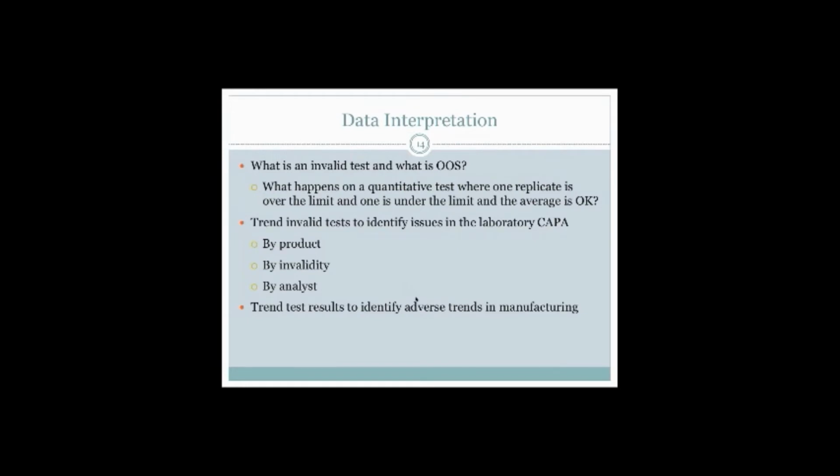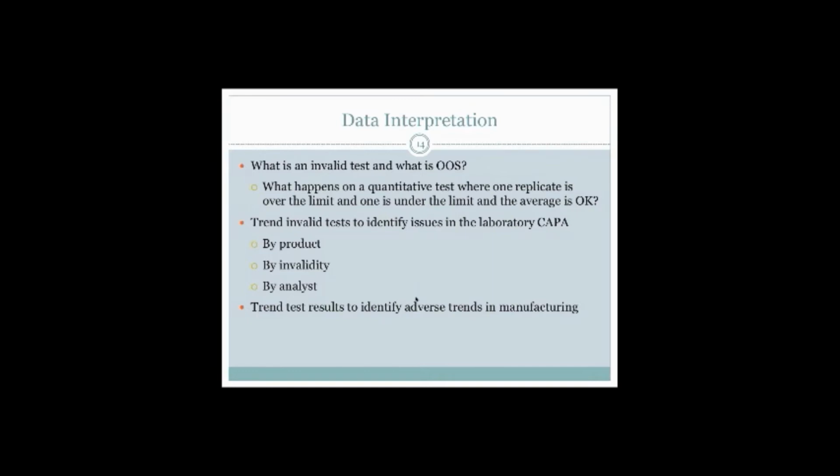Alan's going to talk about data interpretation and what's a valid test and what's an out-of-specification. In quantitative tests, the compendium tells you to average the values and report the averaged value. But what happens on a quantitative test where one replicate is over the limit, one is under the limit, and the average is okay? I've had a recent experience with that, have spoken to authorities, and actually that is not okay. Even if the average is okay, if one is above and one is below, you need to do an investigation. So Alan will talk a lot about that.